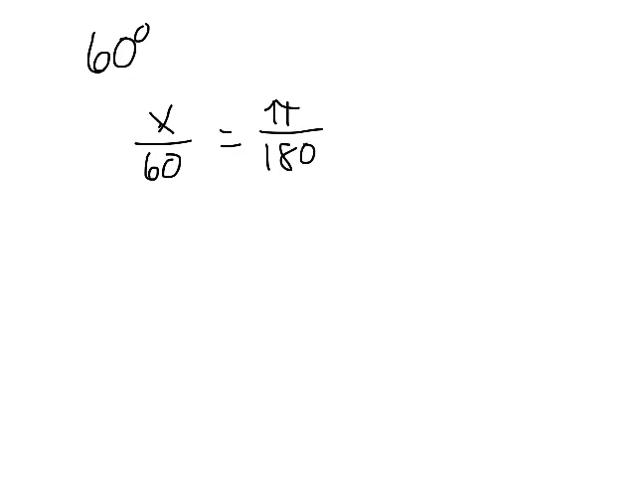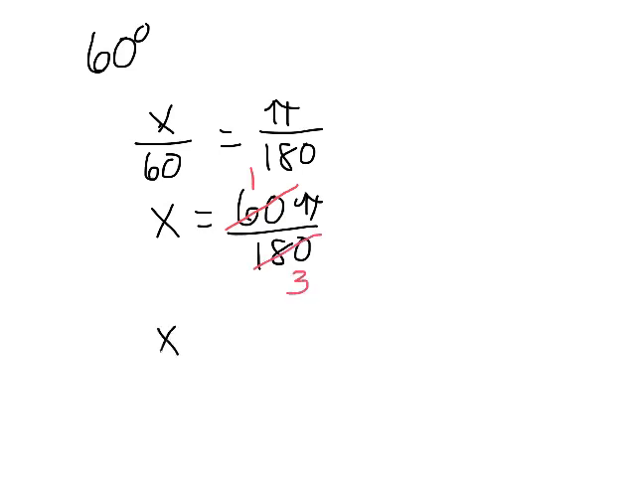Let's convert one more. Let's look at 60 degrees. If I want to convert that to radians, x over 60 is going to be the same proportion as pi over 180. So when I cross multiply, I can say that x is going to be 60 pi over 180, and that reduces down. 60 divides evenly into 180, and we get the radian measure for 60 degrees is pi over 3.